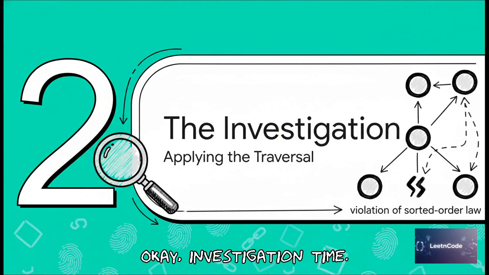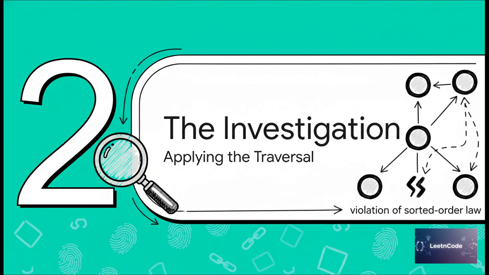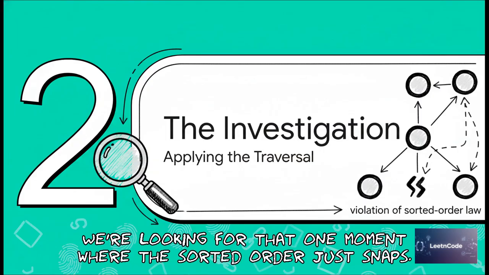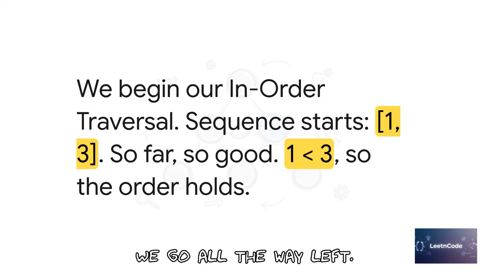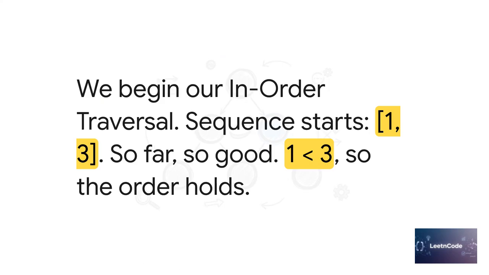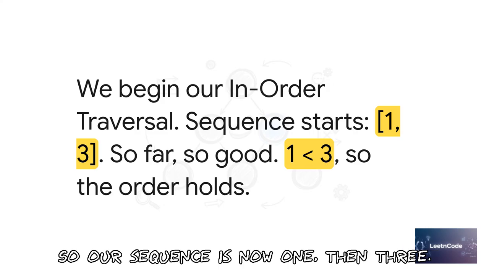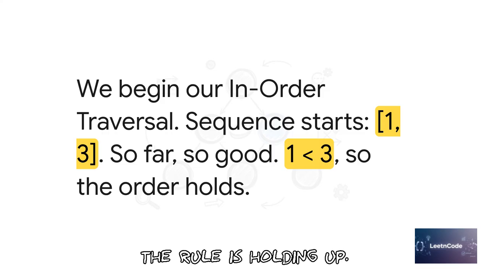Okay, investigation time. We've got our forensic tool, the in-order traversal. Let's run it on our crime scene tree and just watch. We're looking for that one moment where the sorted order just snaps. All right, here we go. We start our traversal. We go all the way left. We find the node with 1. Okay, first in our list. Then we come back up to its parent, 3. So our sequence is now 1, then 3. So far, so good, right? 1 is less than 3. The rule is holding up.